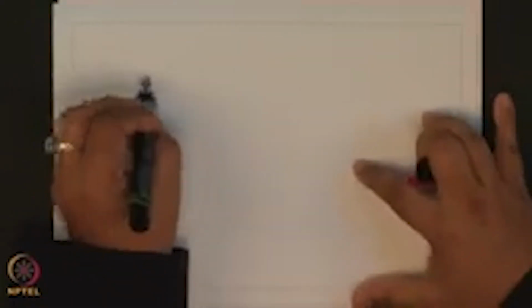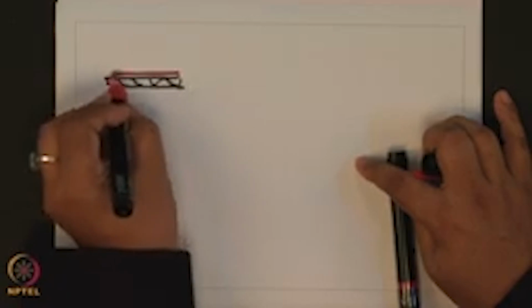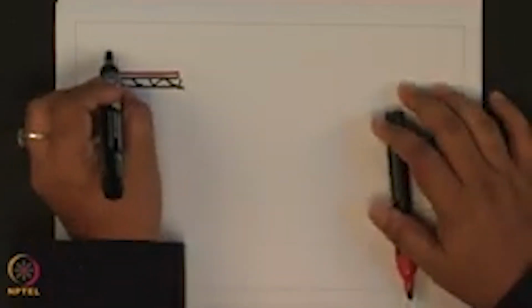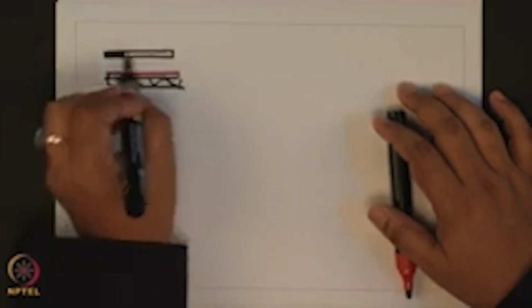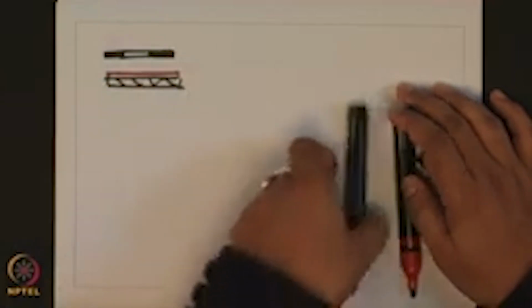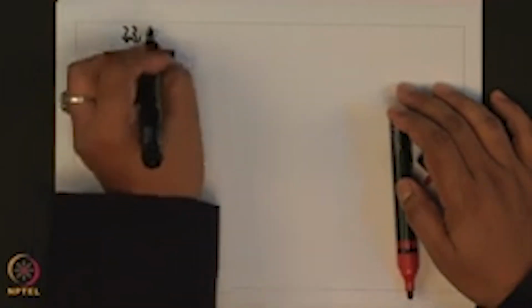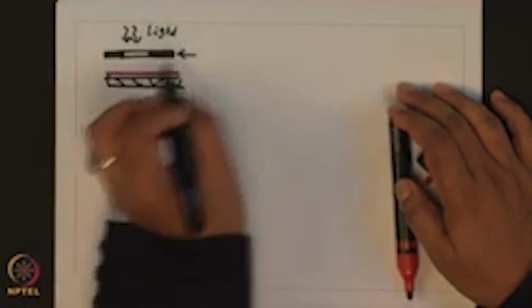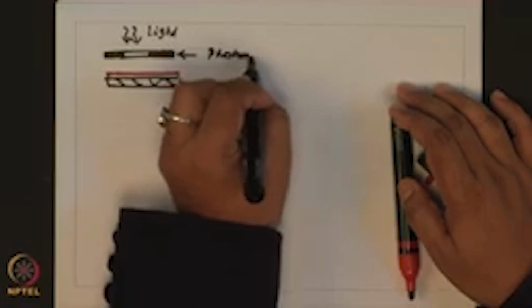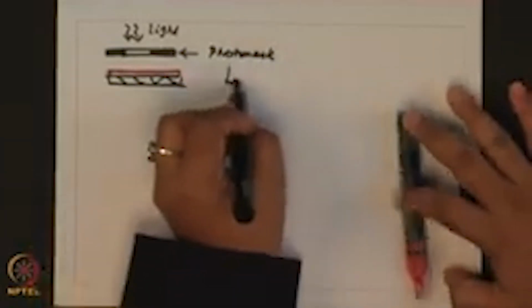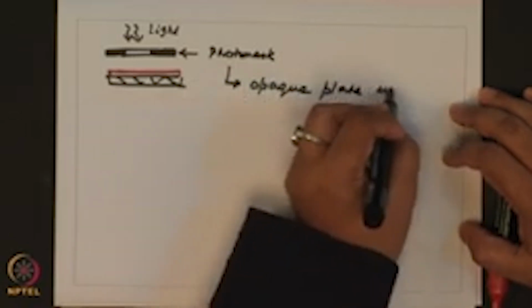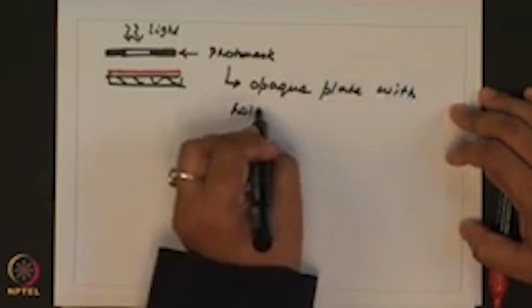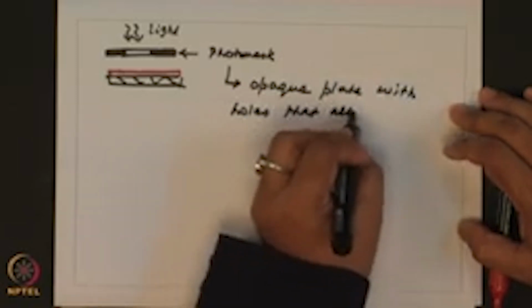As I said, onto your substrate, if this is my substrate and this is the uniform photoresist which is being exposed, this gets passed, and then this is your light coming. This object is called the photo mask. This is an opaque plate with holes that allow light to pass.